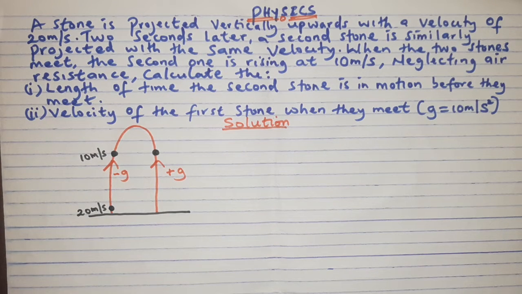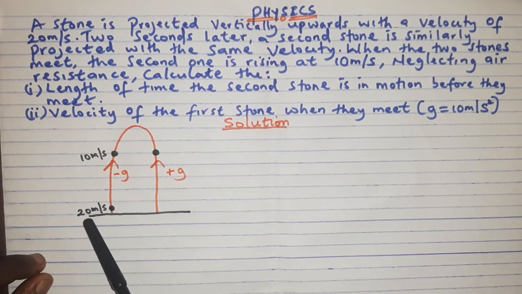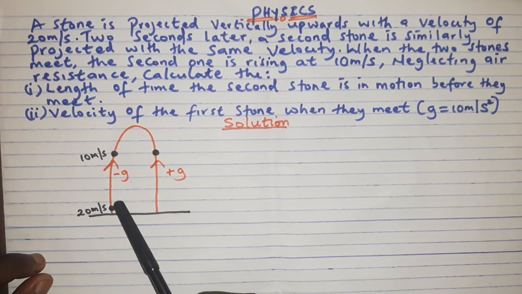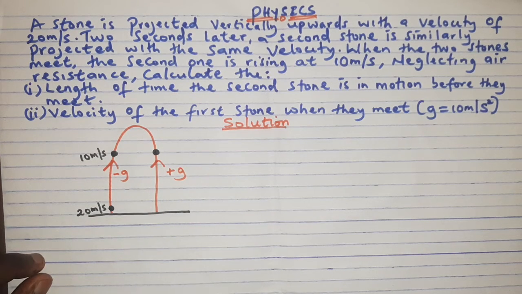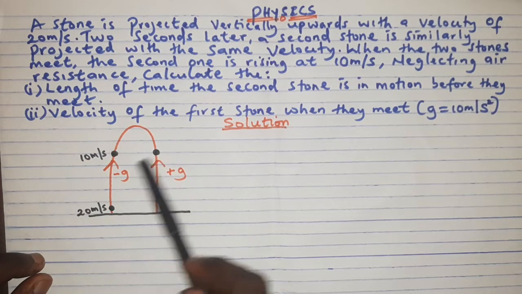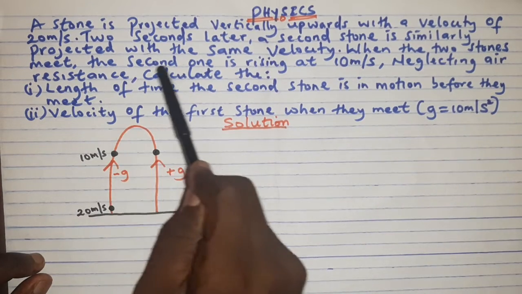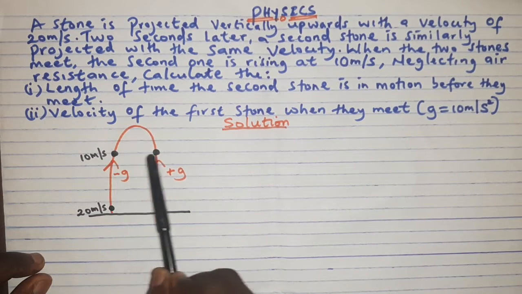So the best way you can attack this question is to give a pictorial representation of the motion of the two stones. So this is the ground level and this is the initial velocity, 20 meters per second, of the stones. But now the first stone is already here and the second stone is here, and of course this is where they meet. I'm doing it this way because it said when the two stones meet, the second one is rising at 10 meters per second. So this is when they meet.